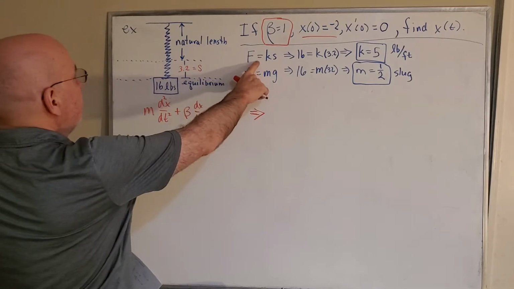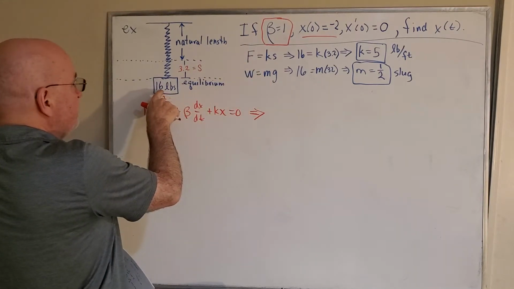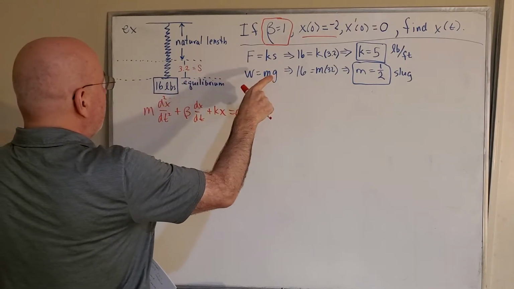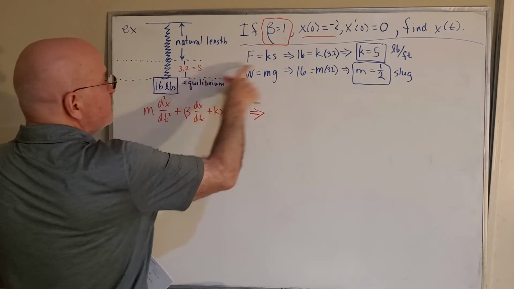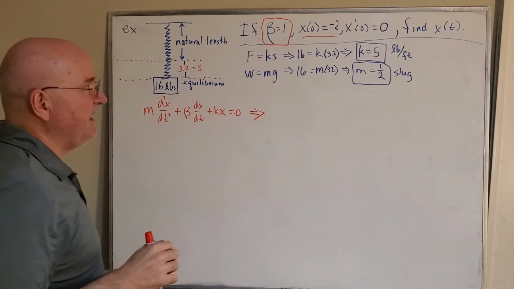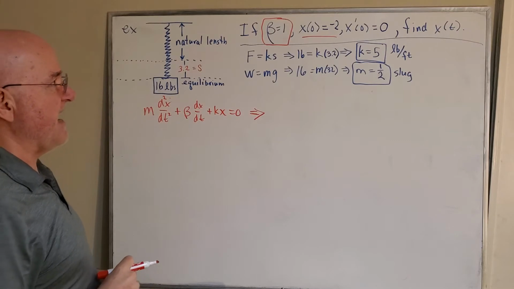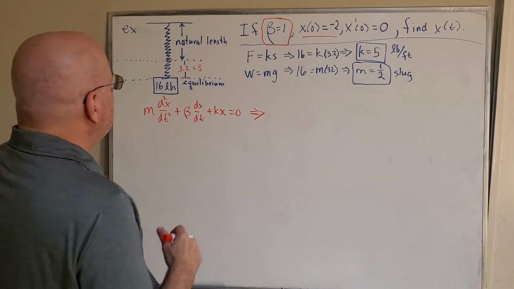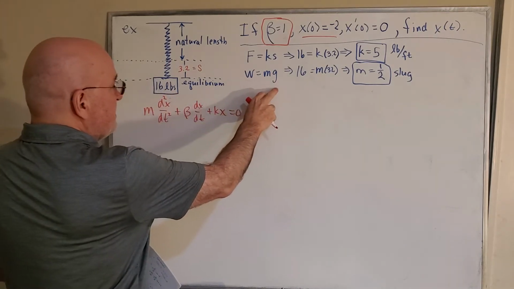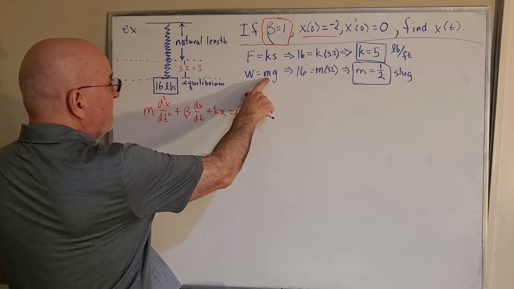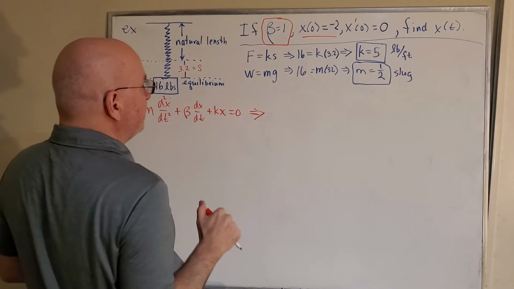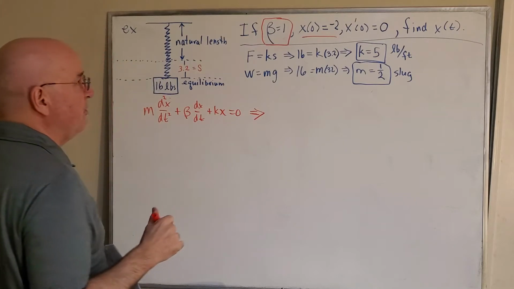Okay, well, F equals Ks. F is 16. K is what we're looking for. And the S is 3.2, and that tells us that K, the spring constant, is 5. And 16 is equal to mg. We want to find m. So we get 16 equals 32 times m, and m is equal to 1/2.